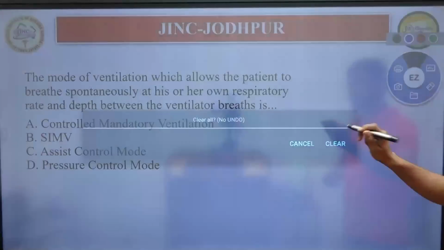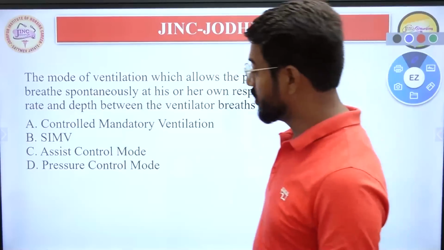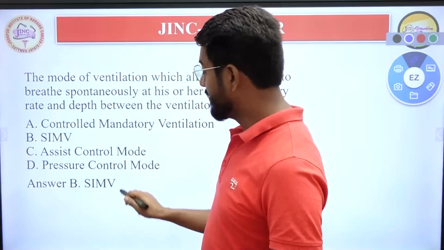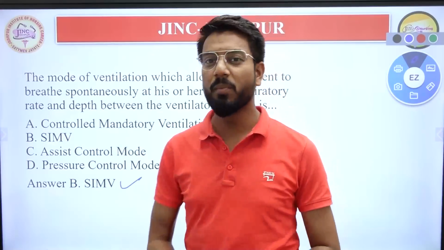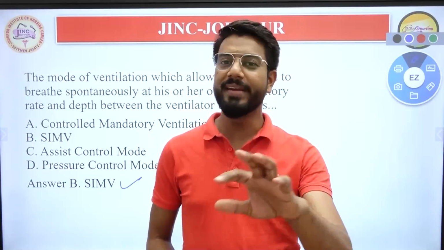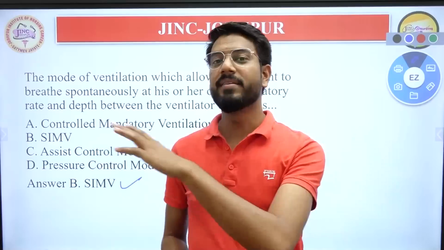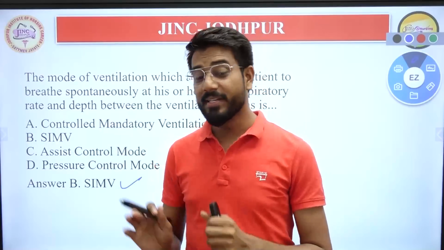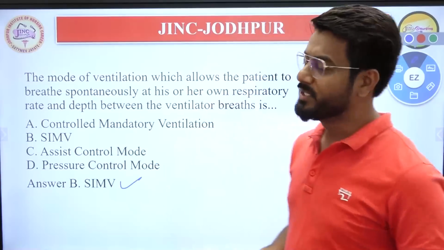What will be the right answer of this question? SIMB, the synchronized intermittent mandatory ventilation. SIMB is the mode which allow the patient to breathe on their own rate and depth with ventilatory breath. B is the right answer. SIMB is the right answer.